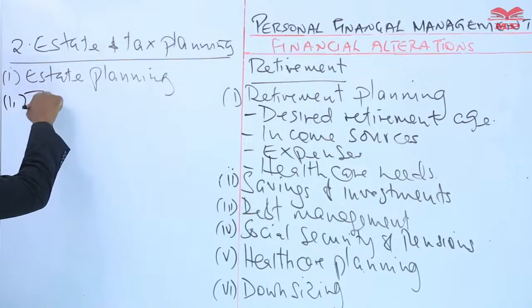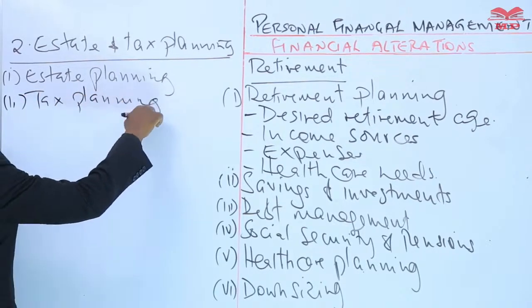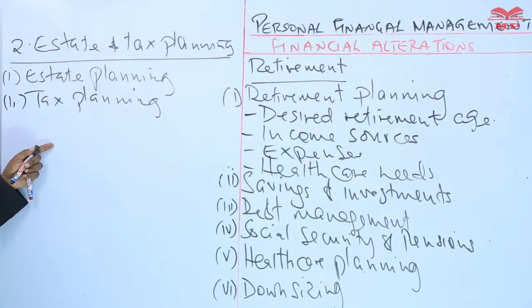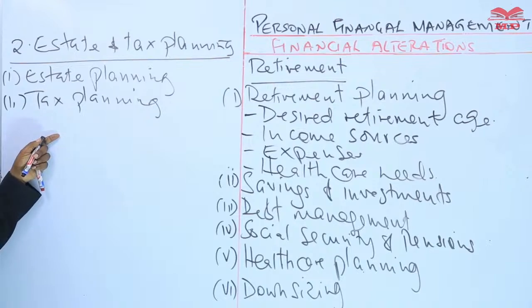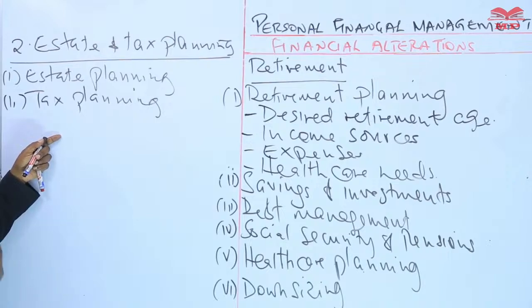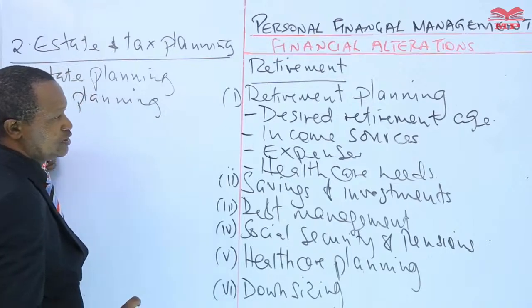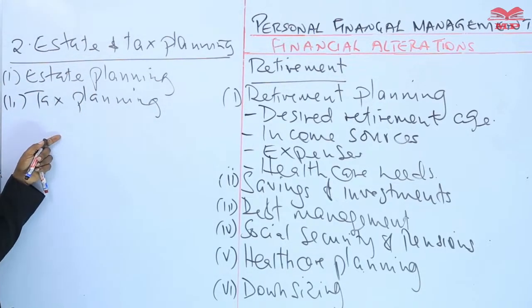Tax planning. Financial alterations in tax planning: one has to minimize the tax burden through legal strategies like maximizing deductions, maximizing on credits, and utilizing tax advantaged accounts. Tax planning is a legal way in which individuals or institutions can minimize tax liability.